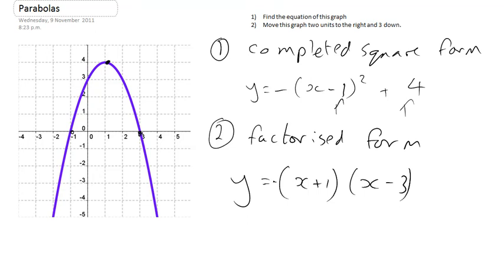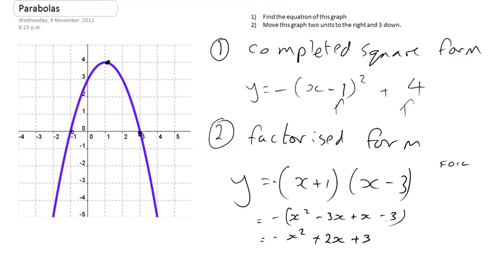So there you go. Now let me just show you that if I go from here and use FOIL, I get x squared minus 3x plus x minus 3, but that's with the minus outside, so that is minus x squared plus 2x plus 3. Minus 3 plus 1 is minus 2, but the minus makes it a plus, and minus makes that a plus.